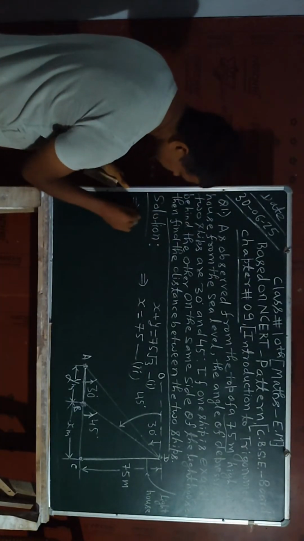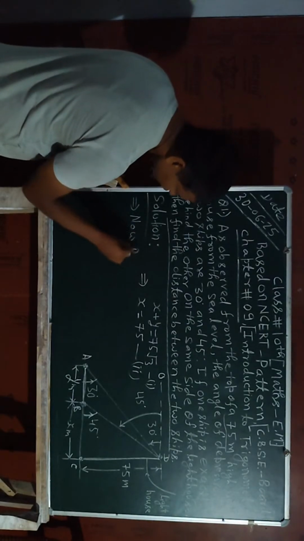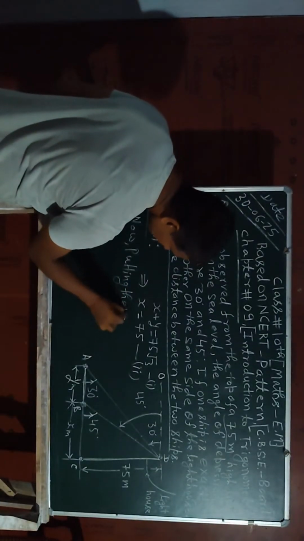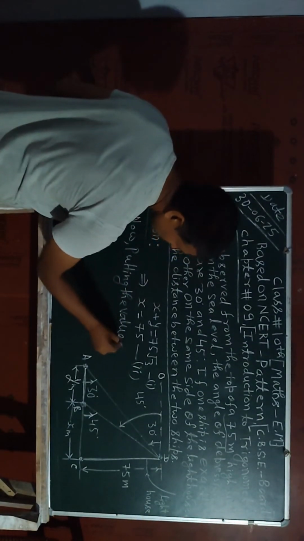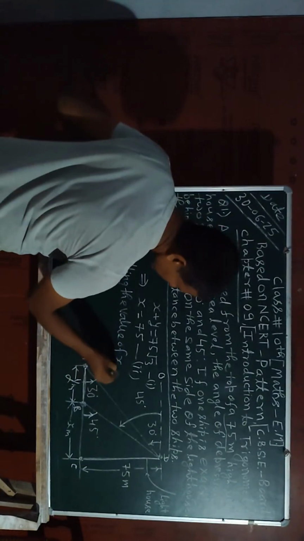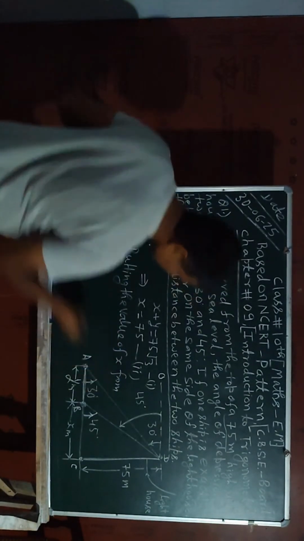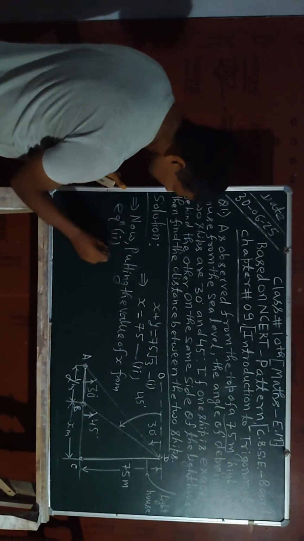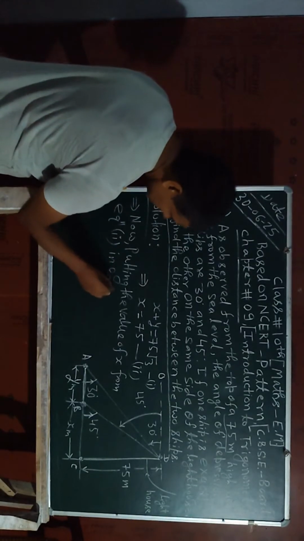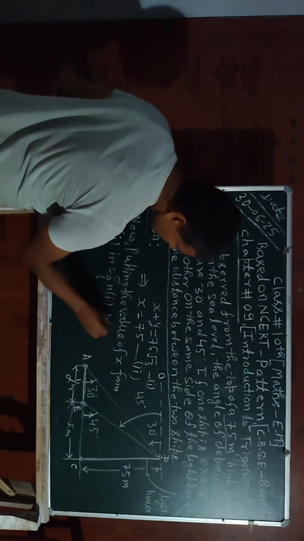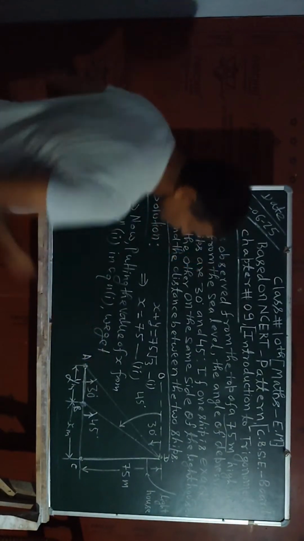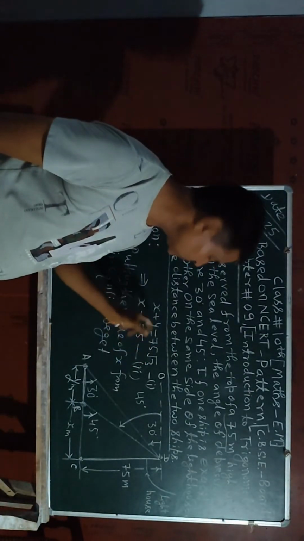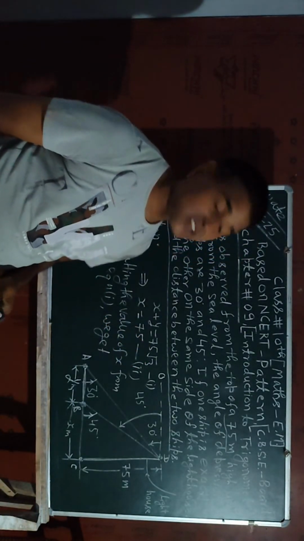Now putting the value of x from equation 2 in equation 1 we get. Now here I will put the value of x from equation 2 in equation 1 for getting the value of y, and that is the destination of my question.